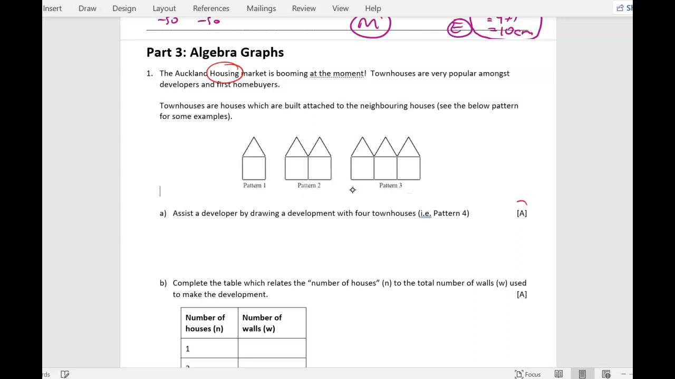For an achieved mark, you are asked to draw the 4th pattern in the townhouse. And this one here was a fairly straightforward one. There's the first one, there's the second one, there's the third one, and there's the 4th one. If you're able to do that, your drawing didn't have to be perfect by any means. You were given that full achieved mark.